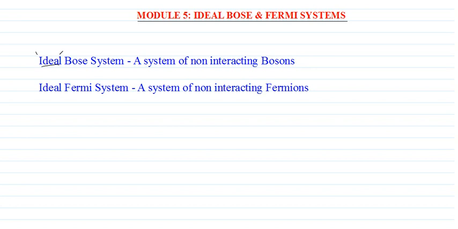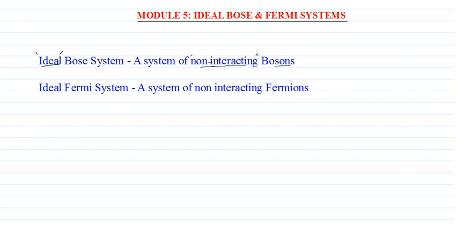By ideal Bose system, we mean a system of bosons where the inter-boson interaction is negligible, or a system of non-interacting bosons is what is treated as an ideal Bose system. In practice there will be interactions between bosons, but in order to make the mathematical theory simple to begin with, we treat the boson system as non-interacting between themselves. Such a system is referred to as an ideal Bose system.